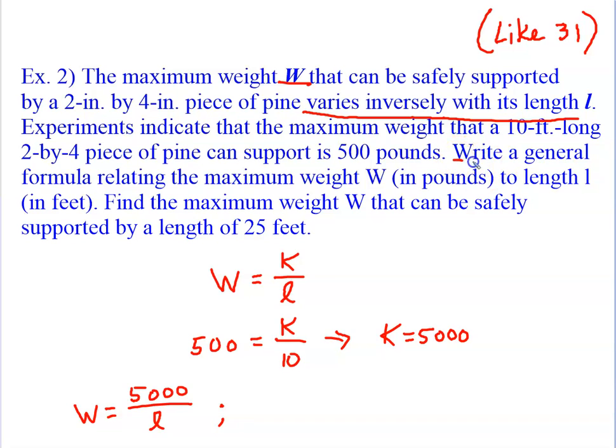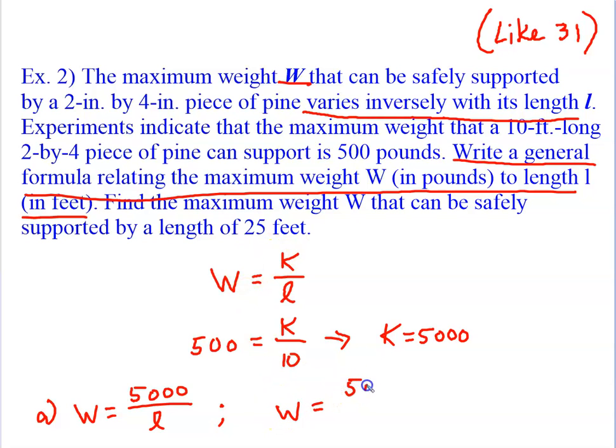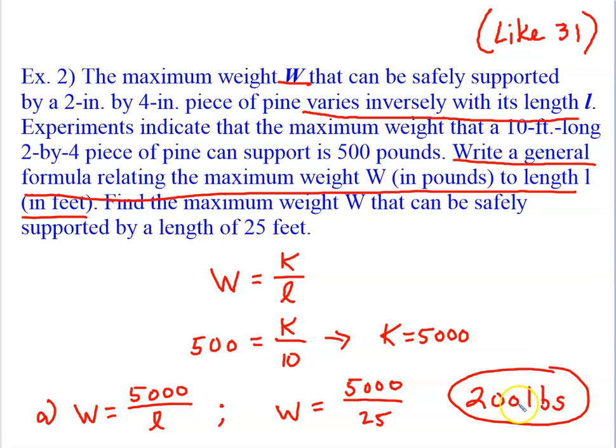Okay, so we just did this. We wrote the general formula relating weight to length. So that's answer part A. Now we're going to find the answer part B. Find the maximum weight, so we're finding W, if the length is 25 feet. So simple enough. All we have to do is replace L with 25, and that's 200 pounds. All right, so take a look at that example if you need help in doing number 31.